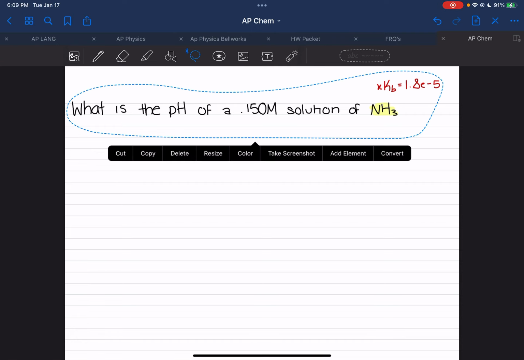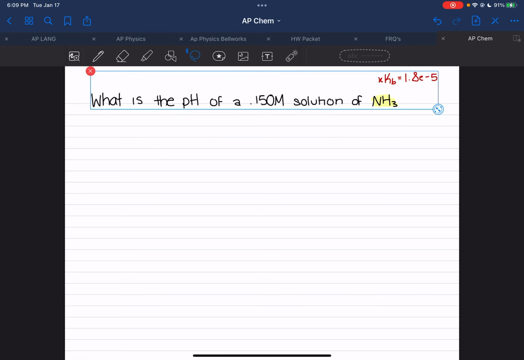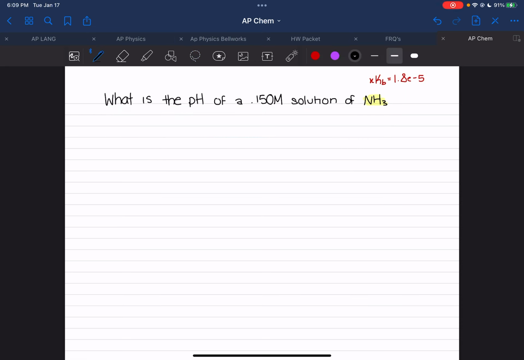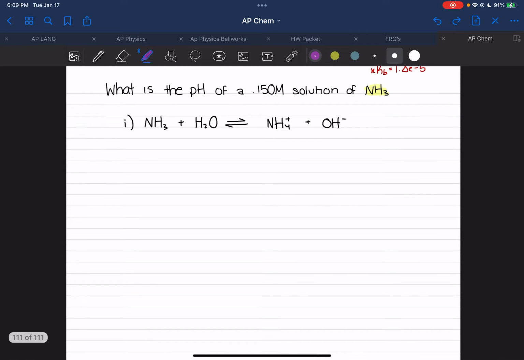So they're telling me to find the pH of a 0.15 molar solution of NH3. So I'm going to write the reaction in which NH3 reacts with water to form NH4 plus and OH minus. The first thing I notice off the bat is they're asking me to solve for the pH. But when I'm looking at this OH, I know that when I'm calculating my concentration here, I'm going to get the pOH, which means I'm going to have to take it a step further, right, and do 14 minus the pOH.